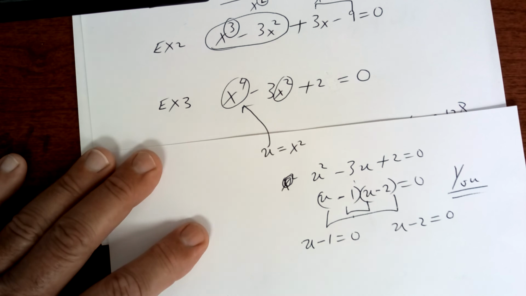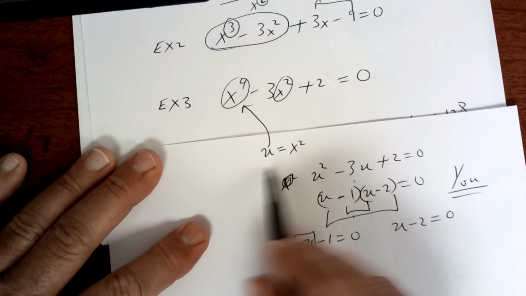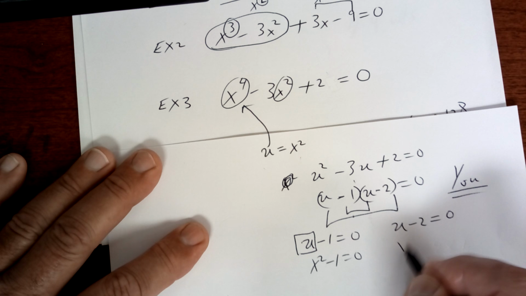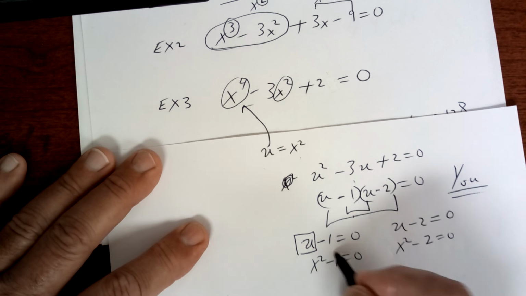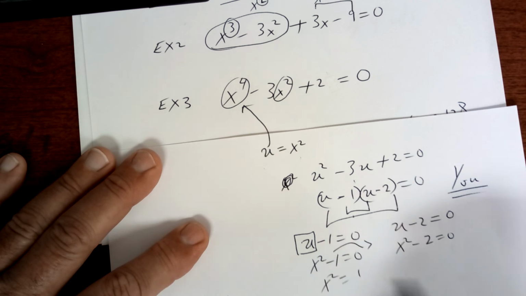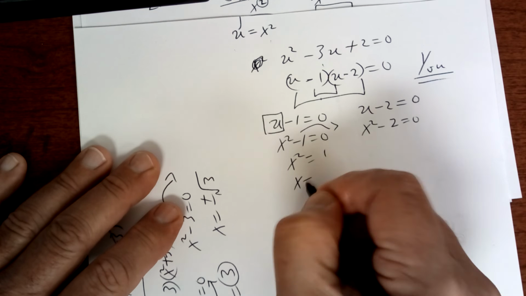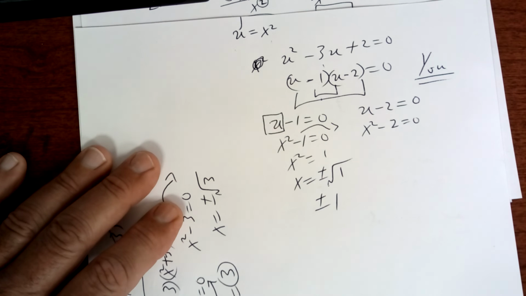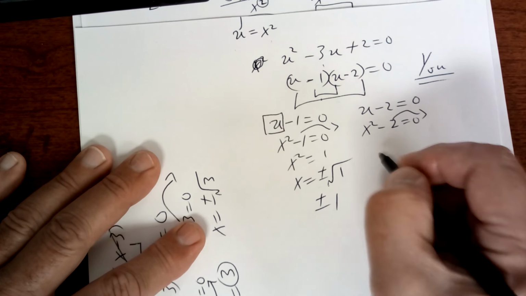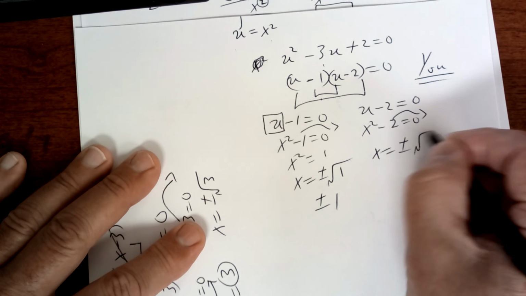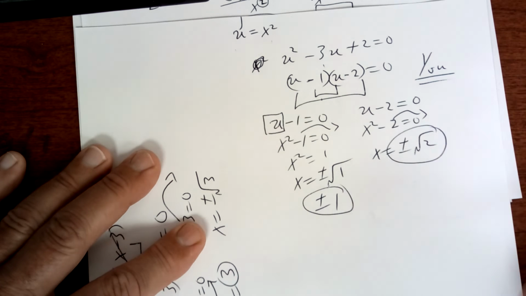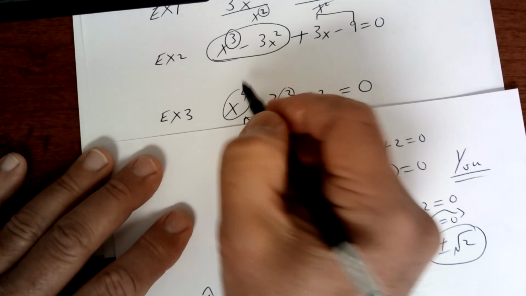And then you're going to substitute back here. You said u is equal to x squared, so you're going to say x squared minus 1 equals 0, and x squared minus 2 is equal to 0. You're going to move that over. x squared is equal to 1. And so now you're going to get x is equal to plus or minus the square root of 1. So that's going to be 1, because 1 times 1 is 1. This one right here, you're going to move the 2 over, so it's going to be x equals plus or minus the square root of 2. And these give you two more answers, for a quantity of 4 roots.